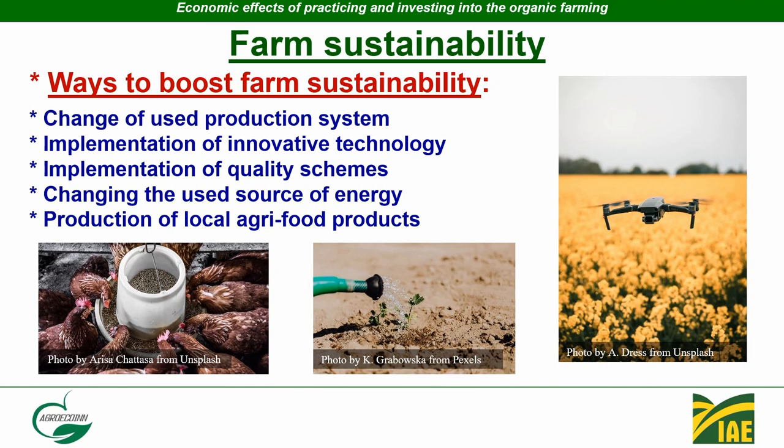Sixth, changing the previously used production system at the farm, such as shifting from conventional to organic or integrated agricultural production, or moving from field crop production to production in protected areas. Seventh, implementing certain agrotechnical measures like irrigation or use of certain innovative technology. Eighth, implementing quality and production schemes or product certification. Ninth, changing the used source of energy at the farm, for example, replacing fossil fuels with solar, wind, or geothermal energy that is characterized by environmental friendliness. Tenth, producing agro-food products tagged with specific local characteristics, identity, or that are labeled with certified local designations.